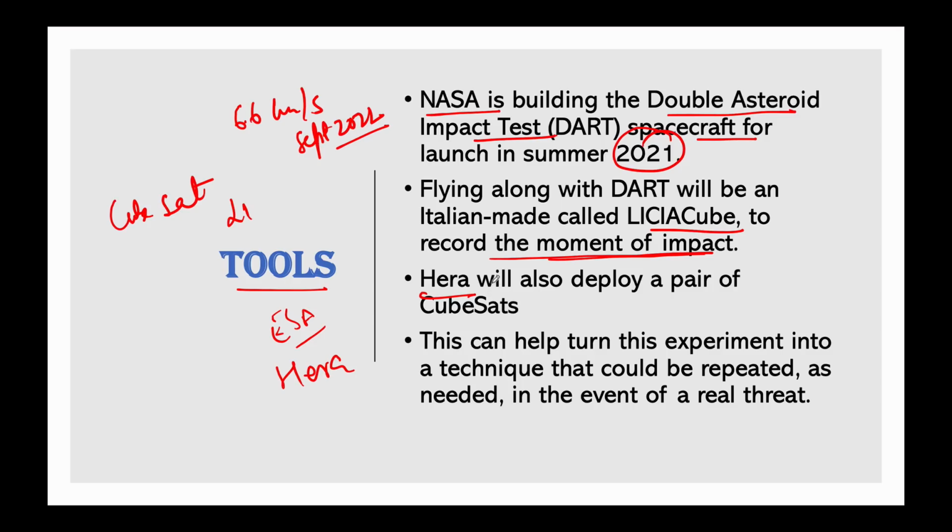HERA will perform a close-up survey of the post-impact asteroid, acquiring measurements such as the asteroid's mass and detailed crater shape. HERA will also deploy a pair of CubeSats for close-up asteroid surveys and the very first radar probe of an asteroid. All this would allow researchers to model the efficiency of the collision. This can actually help turn this experiment into a technique that could be repeated as needed in the event of a real threat. So these are the tools that they are going to use.